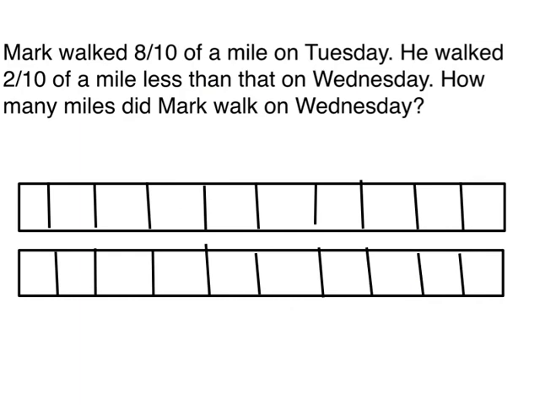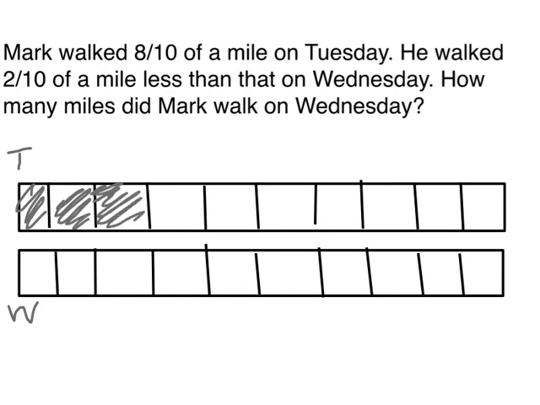Let's look at another example. Mark walked 8/10 of a mile on Tuesday. He walked 2/10 of a mile less than that on Wednesday. How many miles did Mark walk on Wednesday? Well, I can draw these fractions. I'm going to draw a bar for Tuesday and a bar for Wednesday. I've cut both bars into 10 pieces because the denominator is 10. I'm going to shade in 8 of my pieces for Tuesday.